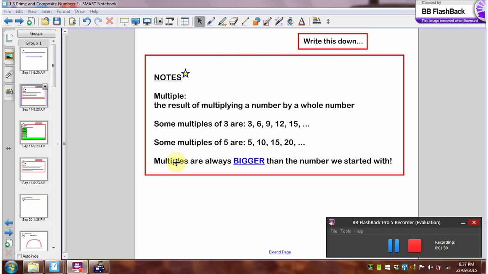So a little trick to always remember what's a multiple is multiples are always bigger than the number we started with. So multiples of 3 are either the same size as 3 or bigger. They get bigger as they go. So make note of that. Make sure it's in your exercise book. Pause the video until you're done, and when you're ready, come on back.